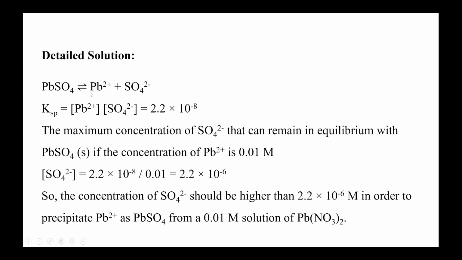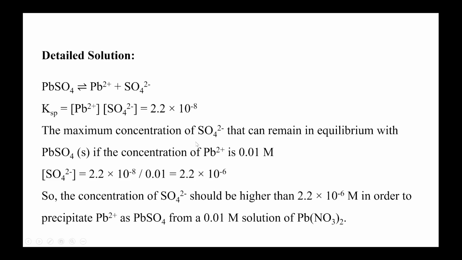So for a salt like PbSO4, we have 1 mole of Pb2 plus and 1 mole of SO4 2 minus. So the Ksp will be defined as the concentration of Pb2 plus raised to the power of 1, because the stoichiometric coefficient here is 1, and concentration of SO4 2 minus raised to the power of 1. And this Ksp value is given as 2.2 into 10 raised to the power of minus 8.